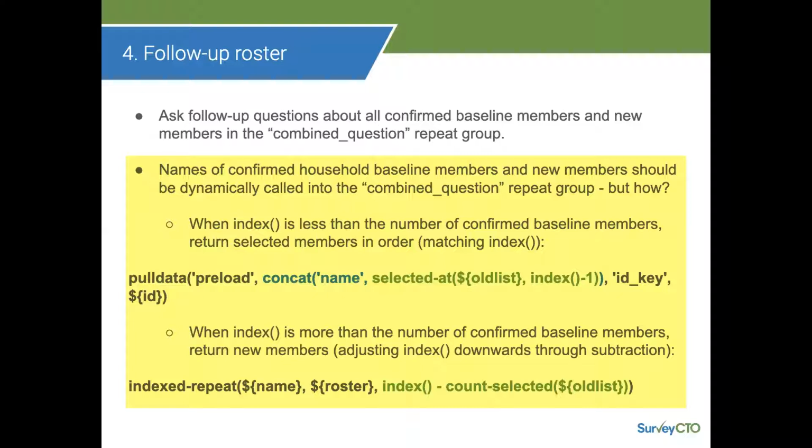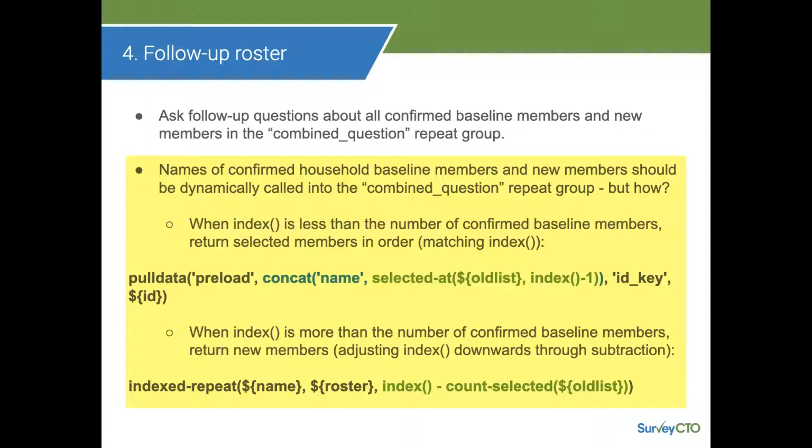However, in the third instance of a repeat group, just in time for the first new member, the index value has an adjusted value of 1. Exactly right for calling the first new roster member's name inside the instance from the first instance of the name field from the roster repeat group.